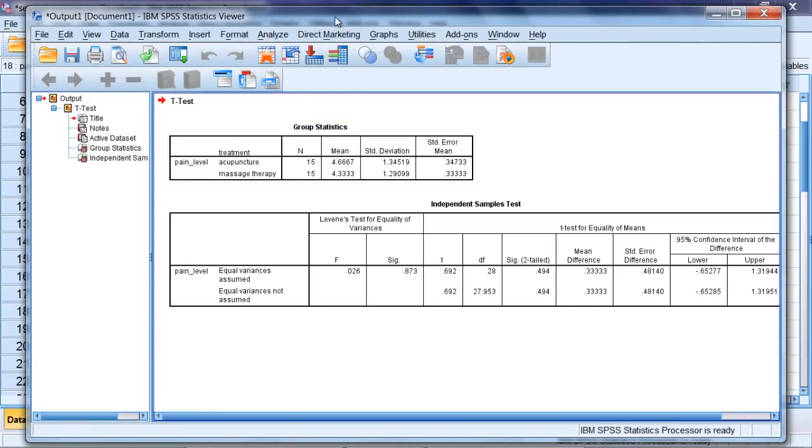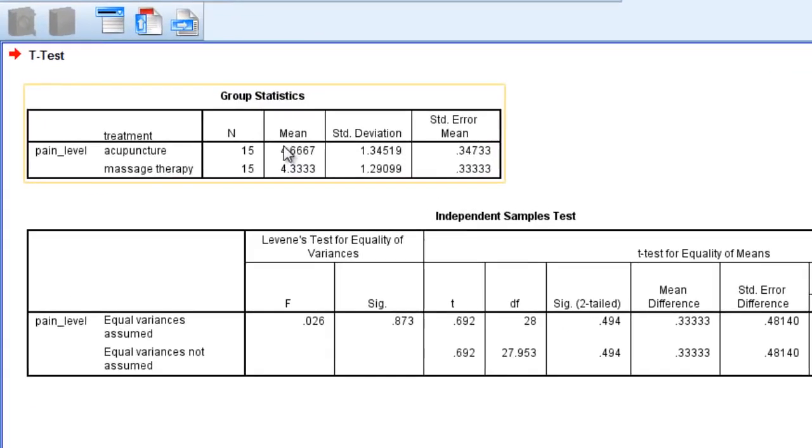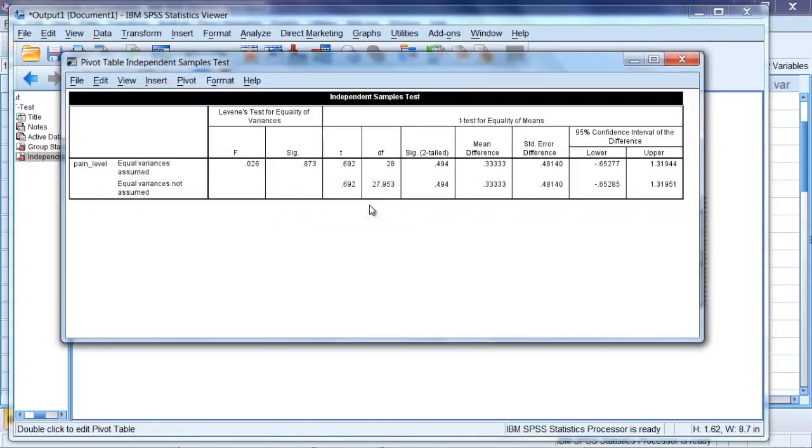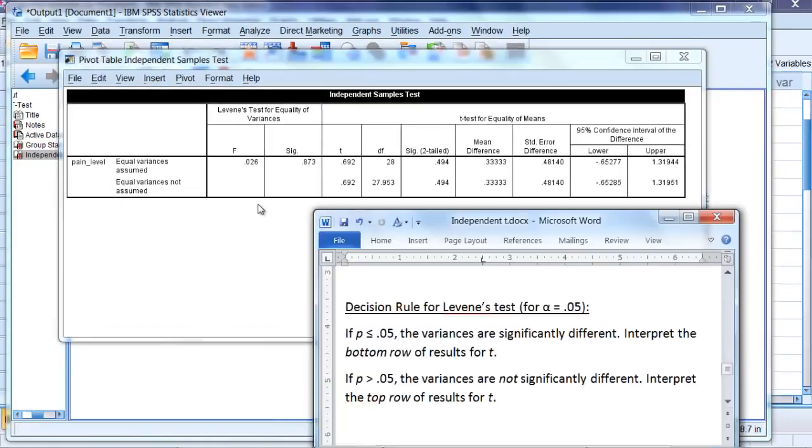Our output opens, and we can see here that there was a very small difference between our two means, where the acupuncture group reported higher joint pain than did the massage therapy group. But that difference is pretty small. Moving to our independent samples t-test table, here we're going to interpret whether or not the test is statistically significant.